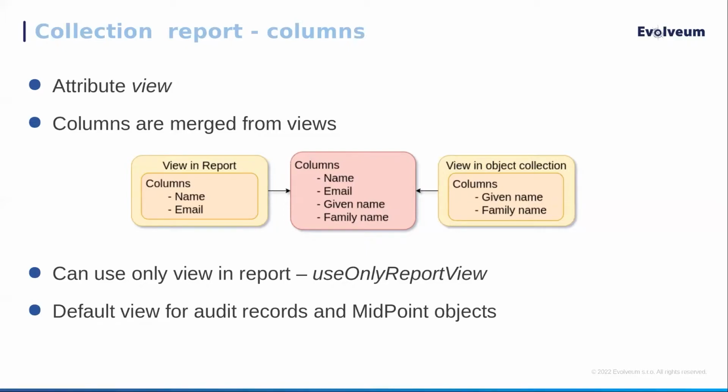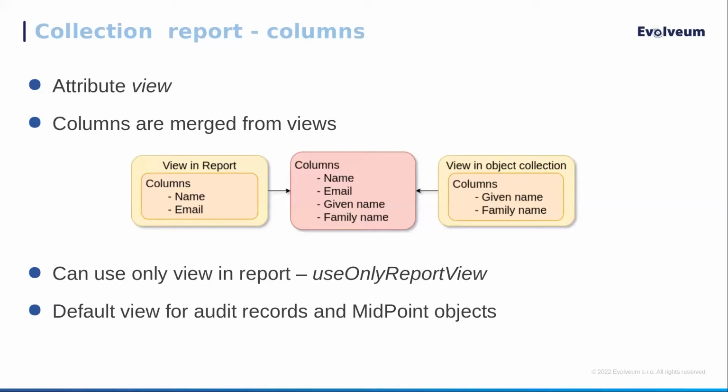In the example on the slide, we can see that the view in the report has configuration for columns name and email, and the view in the object collection has configuration for columns given and family names. The resulting report will have columns for name, email, given, and family names. Of course, when we want to use only the view in the report, it is possible by the attribute use only report view.